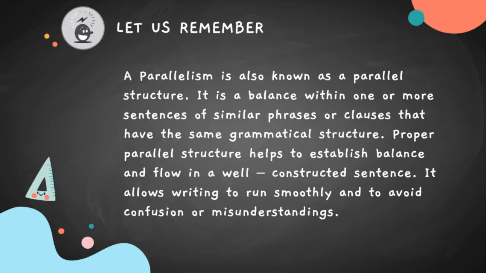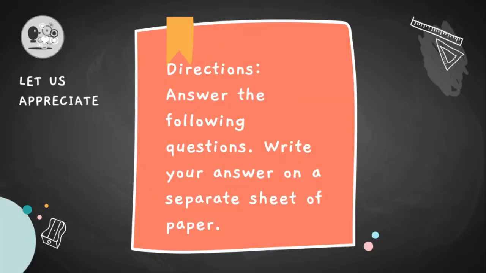Let us remember that parallelism is also known as a parallel structure. It is a balance within one or more sentences of similar phrases or clauses that have the same grammatical structure. Proper parallel structure helps to establish balance and flow in well-constructed sentences. It allows writing to run smoothly and to avoid confusion or misunderstanding. We have the formula below.